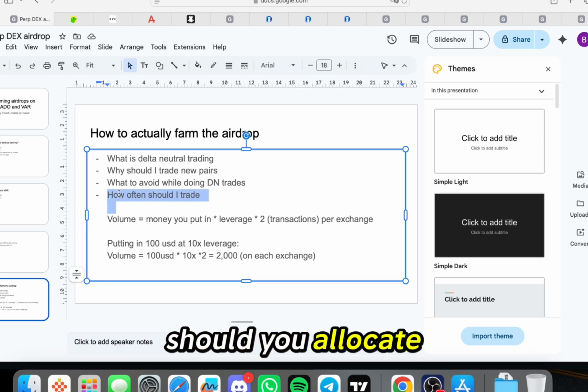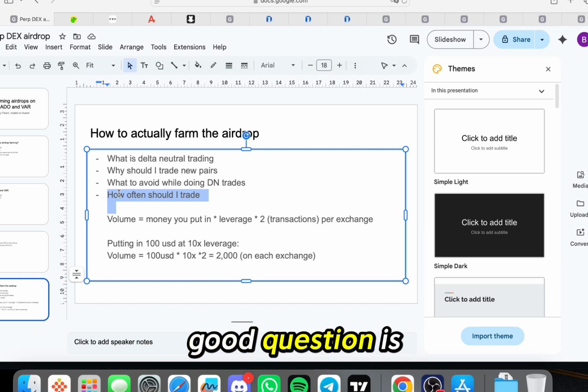How much money should you allocate, which is another good question, is, let's say you put 1K on each exchange and trade with the 1K daily or every 2 days. That's a fair point to enter, in my opinion, money-wise. You could also do less, but then your volume will be low, which I'd rather put in slightly more capital and make more volume, so you have to do less work, basically.